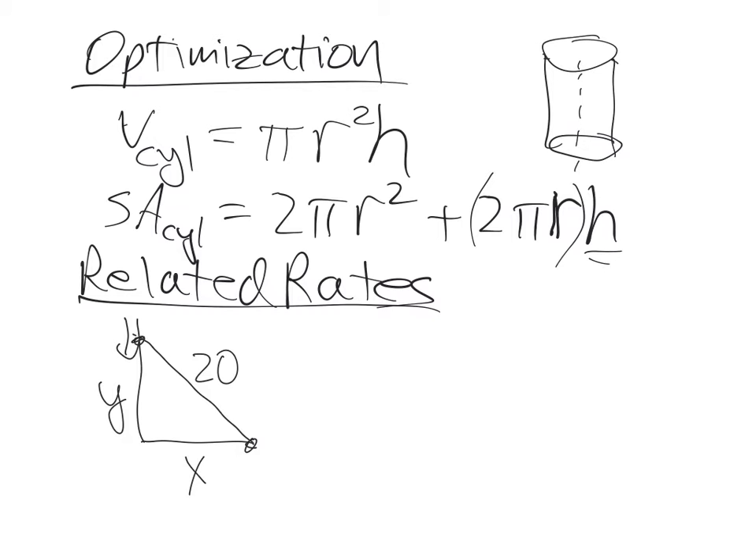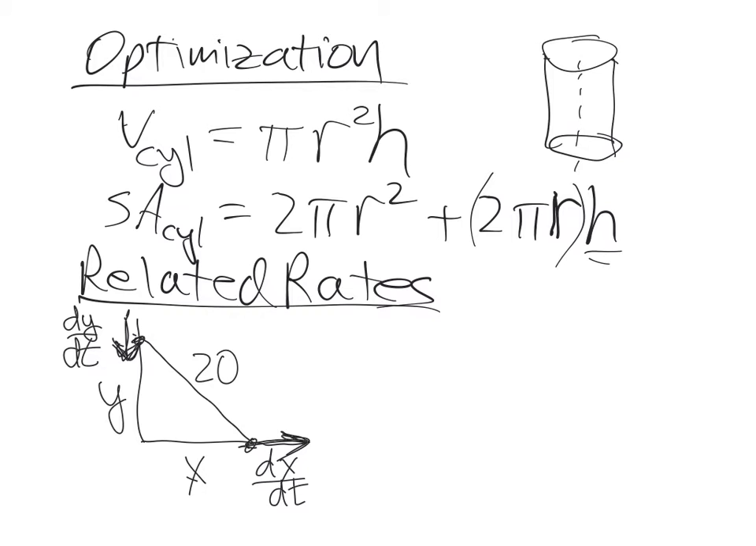So also keep in mind the rate at which the bottom of the ladder is sliding along the ground. That's going to be your dx by dt. The rate at which the top of the ladder is sliding down the building, that would be dy by dt. What do we know about either the dx by dt or the dy by dt?